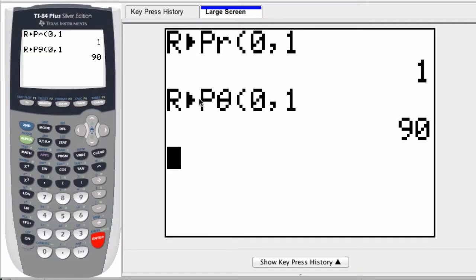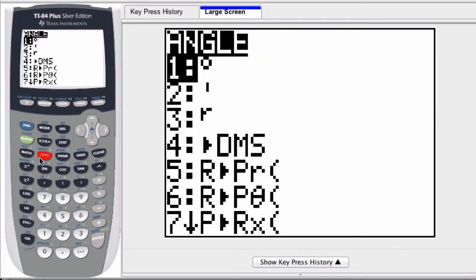Last video, we converted from rectangular to polar coordinates, and one command gives you the magnitude, and the other gave you theta. We can do the same thing, but in reverse. We can convert from polar to rectangular. So if we hit second, angle, you'll see these commands here. Number 7, P to Rx, meaning polar to rectangular coordinates, and this command will give you the x value.